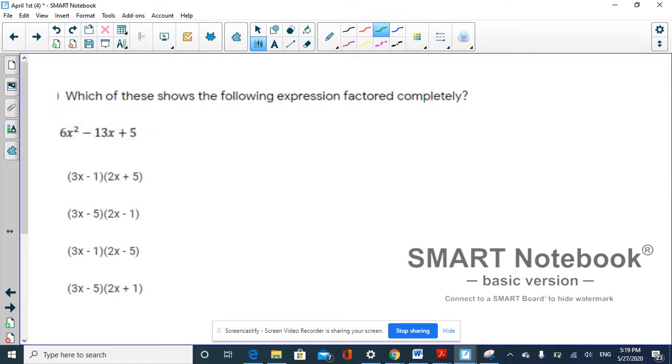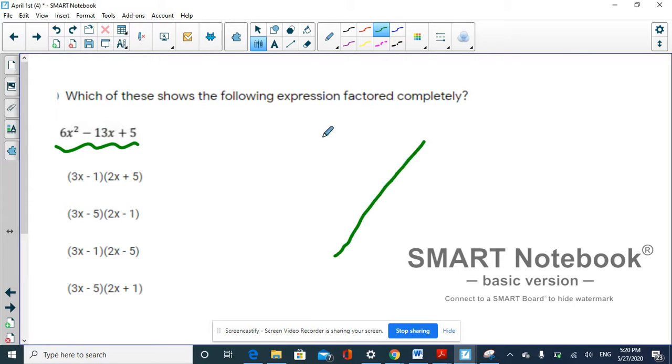Good morning, everyone. Our video today is about factoring and solving quadratic equations. Let's see the first example. Here we have: which of these show the following expression factored completely. We want to factor this expression, or this trinomial.